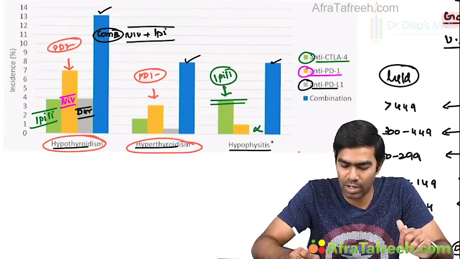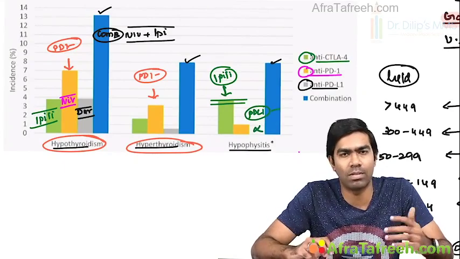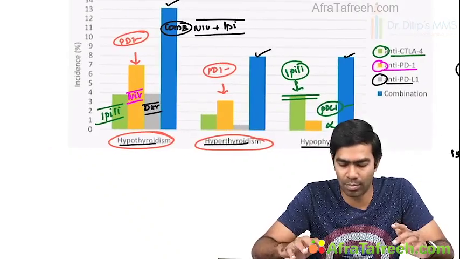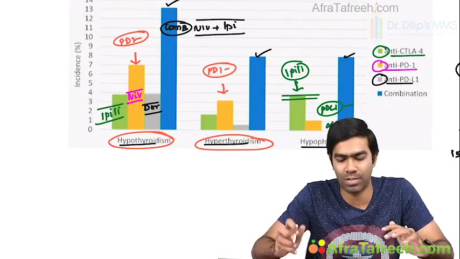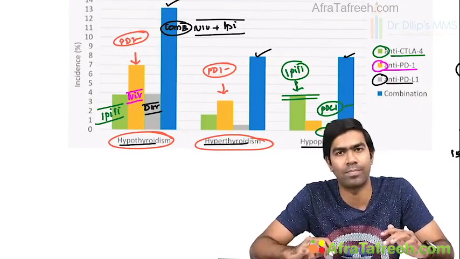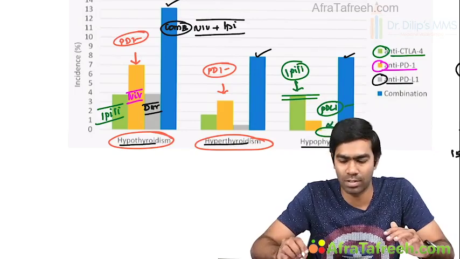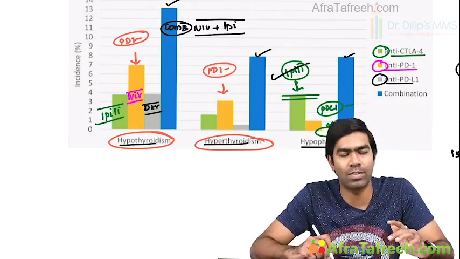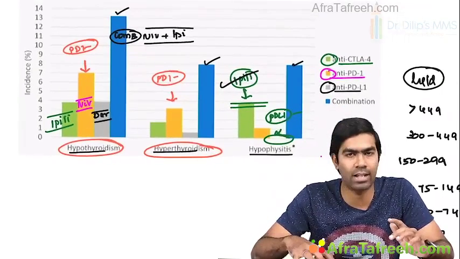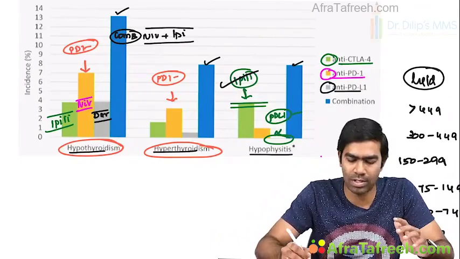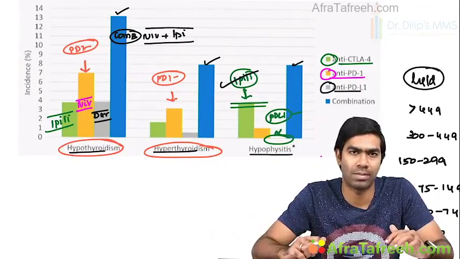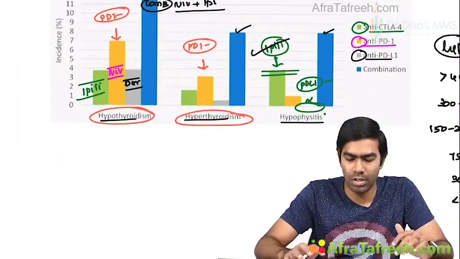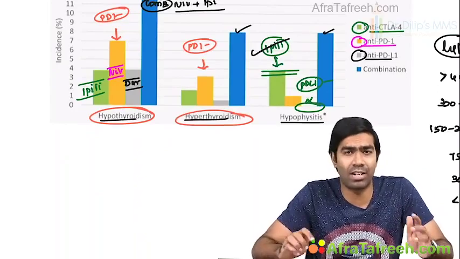And PD-L1 inhibitors, these are atezolizumab, durvalumab and avelumab. All these have a lower risk of hyperthyroidism as well as hypothyroidism. In fact, for hypophysitis, they don't have any risk at all with the PD-L1 inhibitors. But the highest risk of hypophysitis is with ipilimumab only. So these are some of the data that you have to know, but always combination is bad. Combination has a high risk of hyper as well as hypophysitis. Fine. So these are some of the important drug-related causes that you have to know.